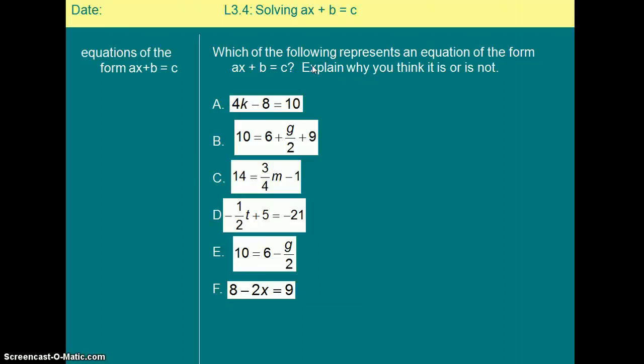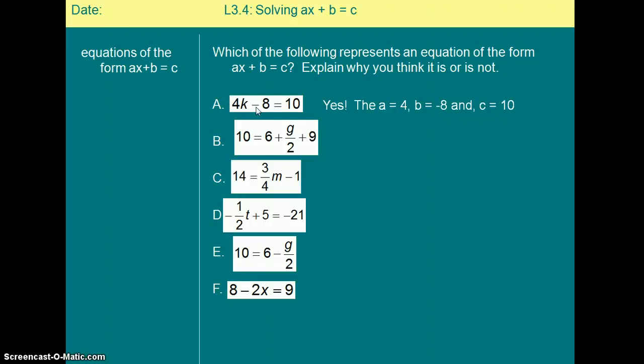If we take a look at equation A, this may not look like it is of this form because of this subtraction. However, if we remember that a subtraction is really a plus negative, this is of the form where A is 4, B is negative 8, and C is 10. In this case, our x is the variable k.